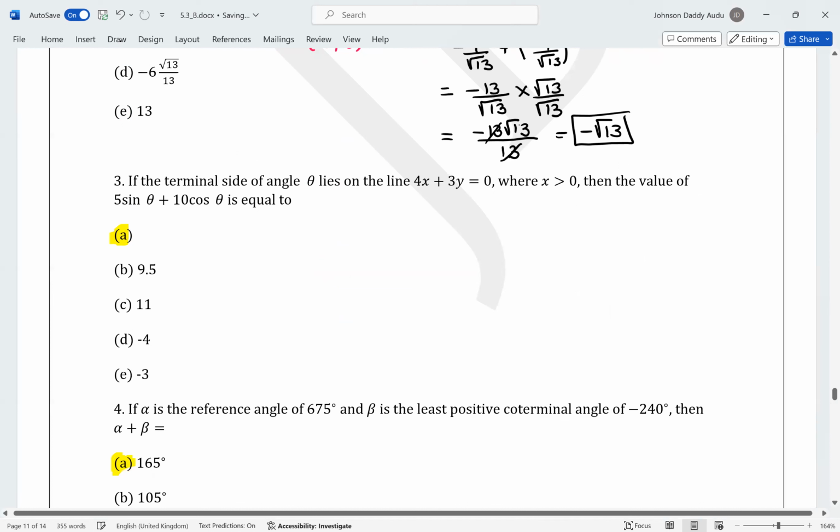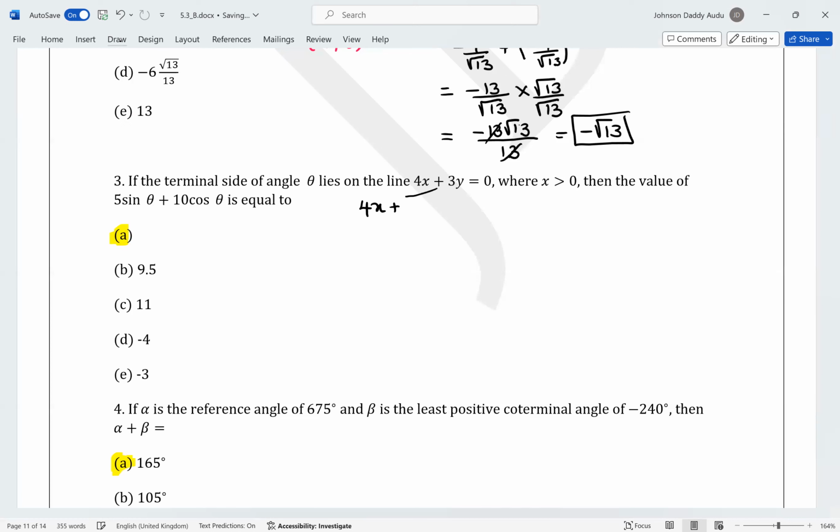So similarly here, we start with this line, 4x plus 3y equals 0. From here, we can see that 4x is going to be minus 3y, and we can say y is minus 4 over 3 times x, right? So we can take x to be positive. If x is 3, this will imply that y is going to be minus 4. So we're going to use the point (3, -4) as our terminal point.